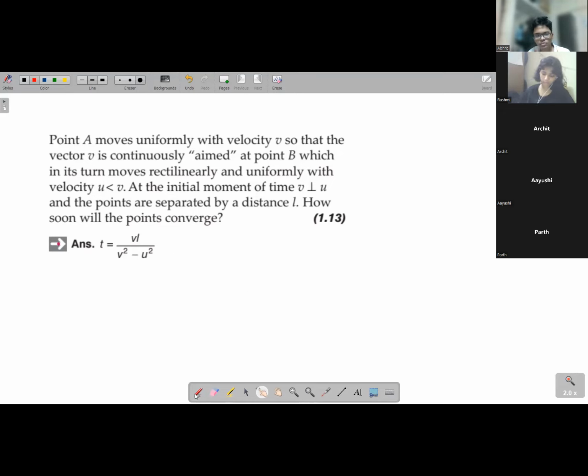Also, add one more question here. Also, find the initial acceleration of point B.